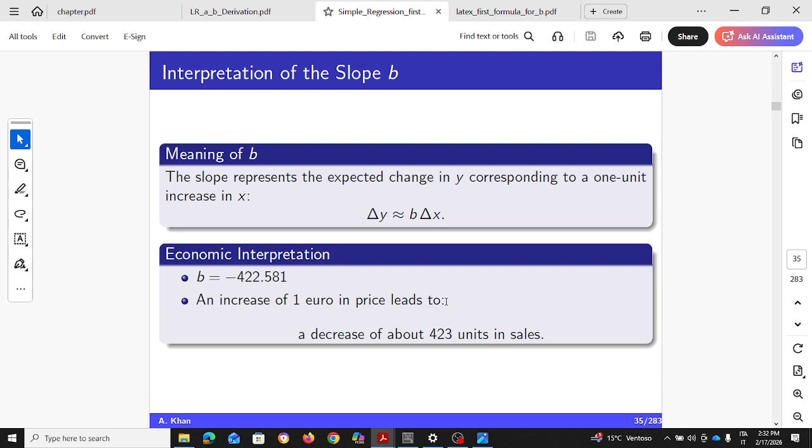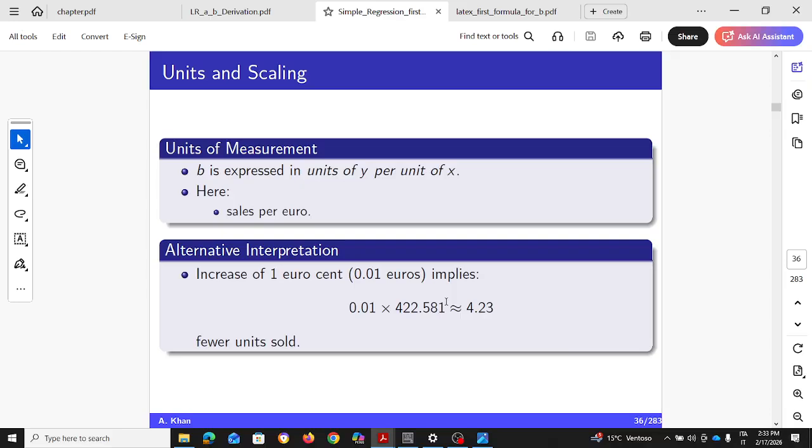Now we are clear about the meaning of A and the meaning of B. So even if you want to rescale our units, for example, we want a much lower unit, instead of using euro, let me check if we change the unit from euro to cents. For example, if there is an increase of 1 cent in price, what will happen? The sale will decrease by 4.23 units. Okay?